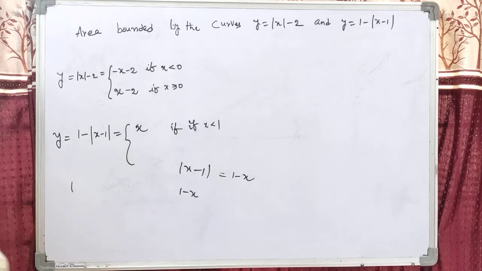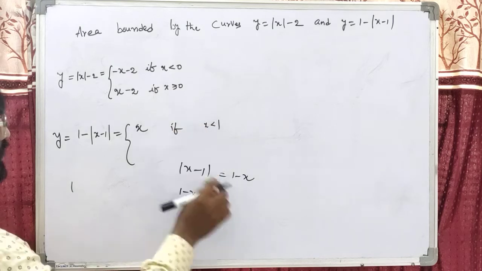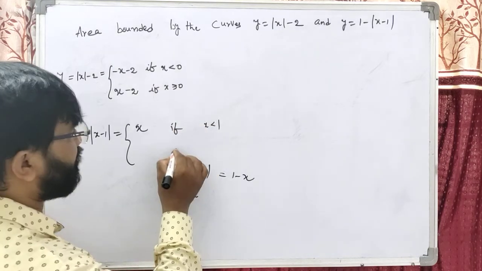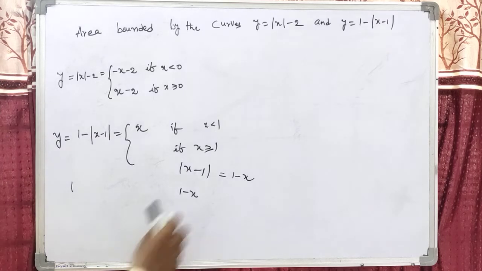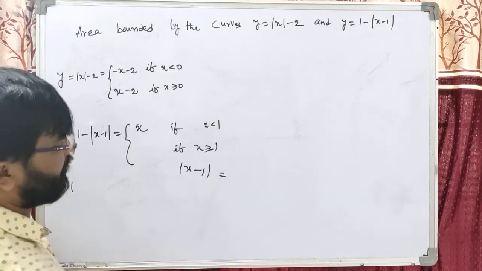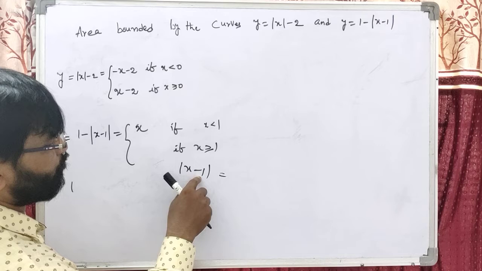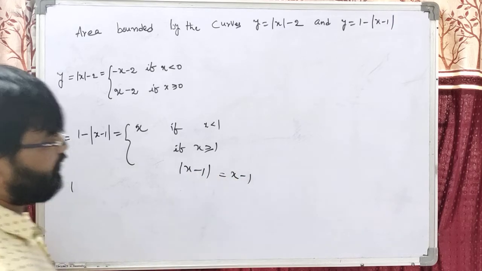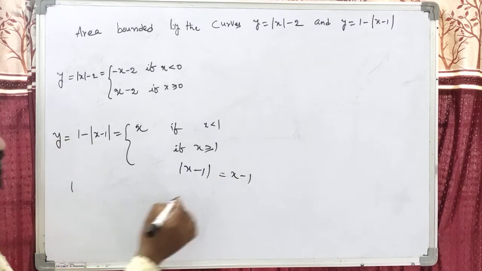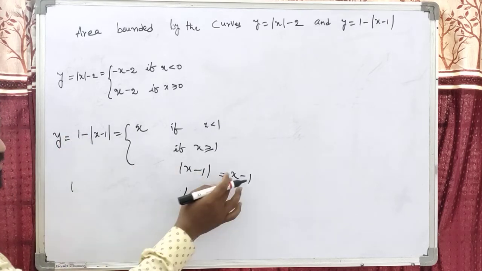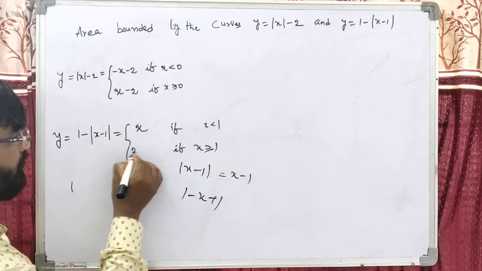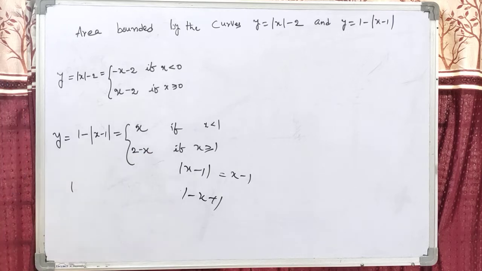Yes, students. After that, what is there? When x is greater than or equal to 1, suppose you take 2, then 2 minus 1 is positive. We can write x minus 1. So 1 minus x plus 1. Okay, students? 1 minus x, minus of minus, plus 1. This is 2 minus x. This is 2 minus x.